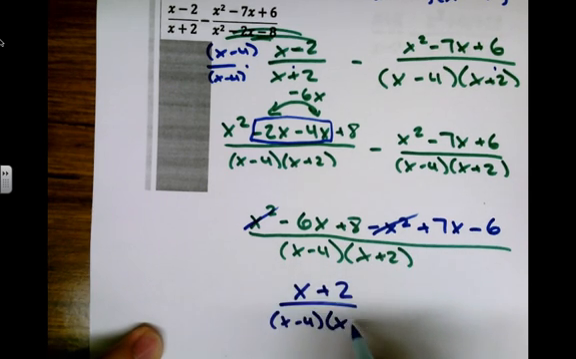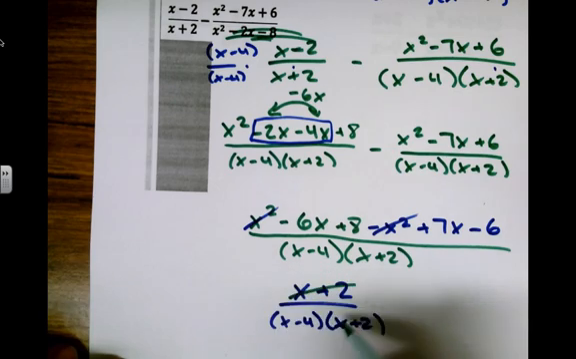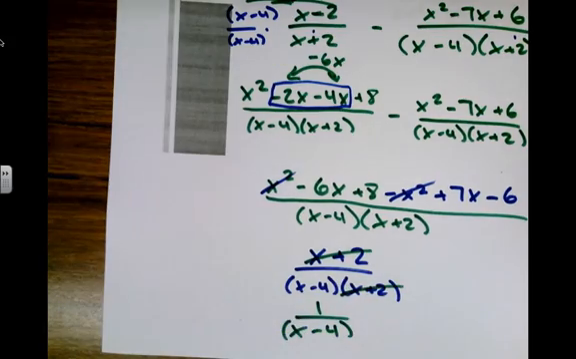Looking at all of that, a lot of that stuff ended up canceling other parts out. Now I can see this is a much easier simplification. I don't have anything to factor. Those two would cancel. I would be left with 1 over x minus 4.